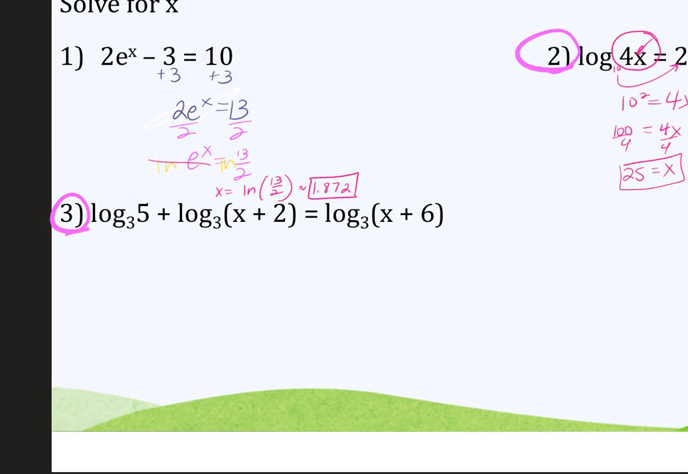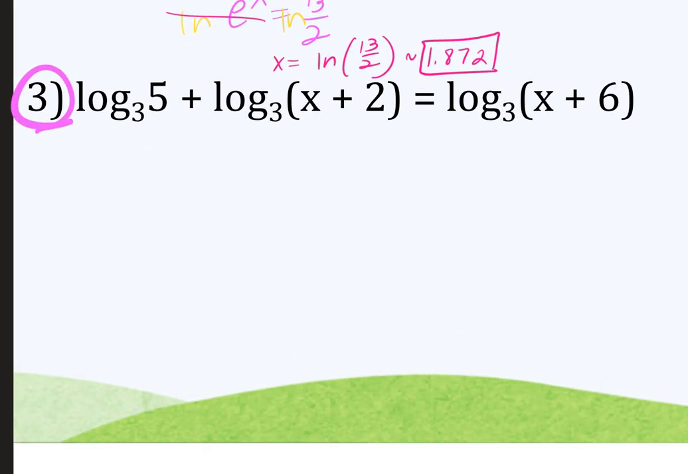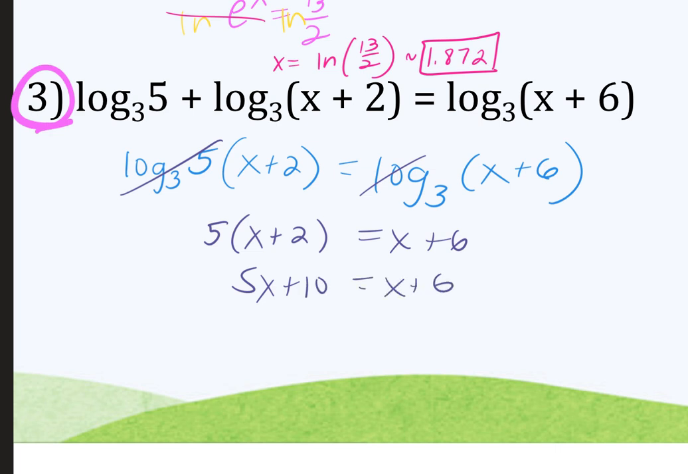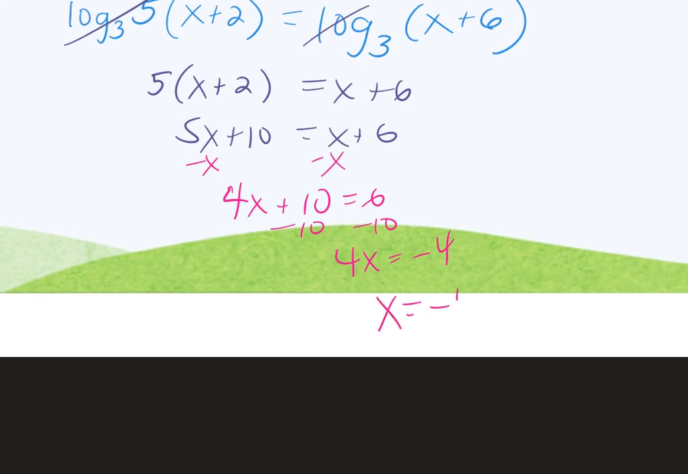And then number 3, I've got more than one log on one side of the equation, so I'm going to condense it first. When we add and we condense, what happens? Good. It would be 5 times x plus 2 equals log base 3 of x plus 6. And then at this point, there'll be two different types. Either like it is here where there's one log on either side of the equal sign and we literally ignore the log. And I'd get 5 times x plus 2 equals x plus 6. 5x plus 10 equals x plus 6. Subtract the x. I get 4x plus 10 equals 6. Subtract the 10. 4x equals negative 4, and x equals negative 1.